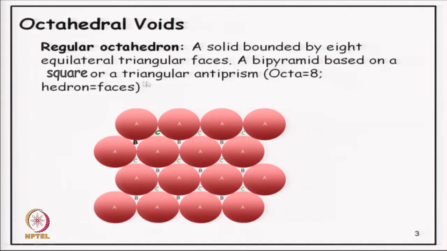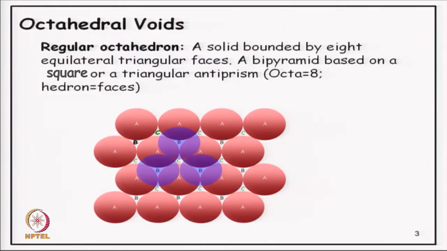So, a bipyramid based on a square or a triangular antiprism. This is a definition of regular octahedron, and the location of that regular octahedron can be seen here, as I was telling, around a C site. When we place the B atoms, there are 3 B atoms around this C site and there are also 3 A atoms below. So, 3 A atoms on one plane and 3 B atoms on another plane, the centers of these 6 spheres are 6 corners of the octahedron.